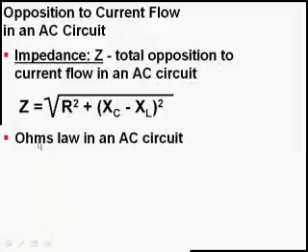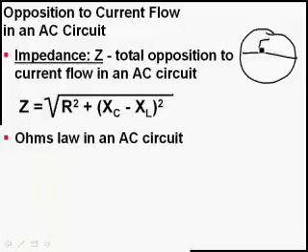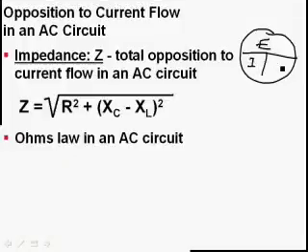So we haven't talked about this one yet. Ohm's law in an AC circuit. In a DC circuit it's pretty easy. It's just volts over current flow times resistance. But in a DC circuit, all we have to worry about is resistance. If it's an AC circuit, we have to worry about impedance. So it's going to be E over IZ. You got that? Ohm's law in an AC circuit is E over IZ.